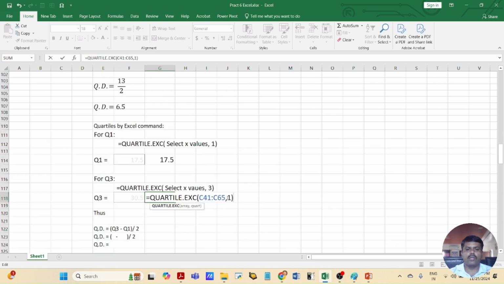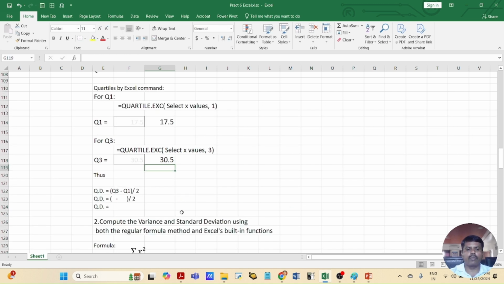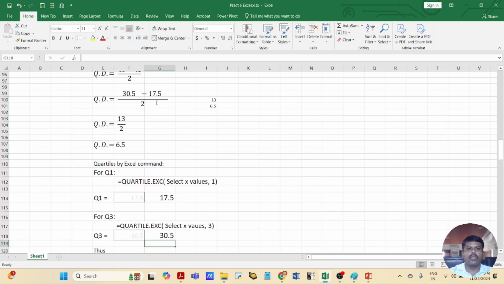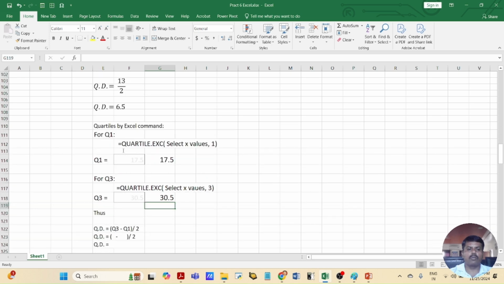Quartile.exe, select x values, and instead of 1 we will write 3 and press enter. So we get answer 30.5. Again, using the same formula of QD, that is 30.5 minus 70.5 divided by 2, and we get answer QD equal to 6.5.